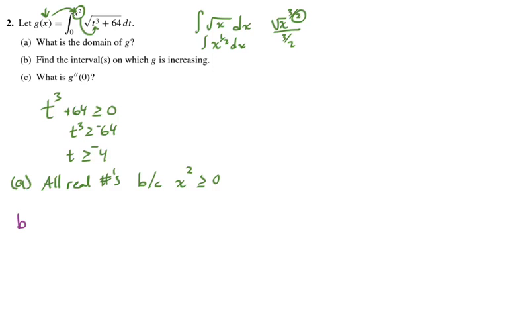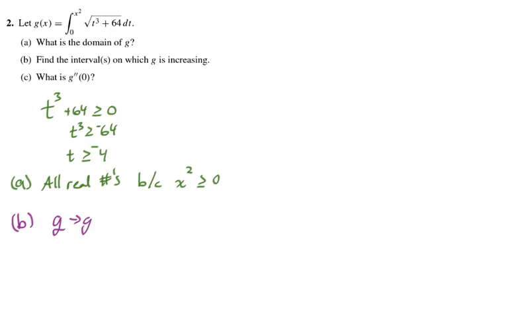B says, find the intervals on which G is increasing. Now G is a function. And if we consider the big idea in calculus, the biggest idea ever, if we had G, we could take the derivative of G and get G prime. We could take the derivative of G prime and get G double prime. G prime tells us something about G. G prime tells us where G is increasing or where G is decreasing, because G prime gives us slope values. Whenever we plug something into G prime, we get slope values.